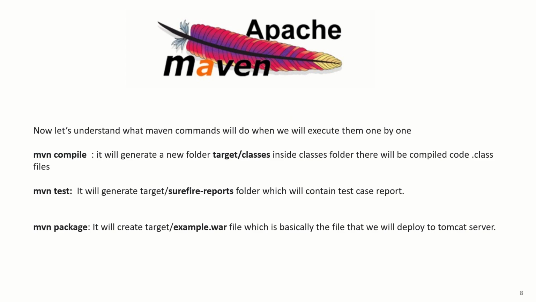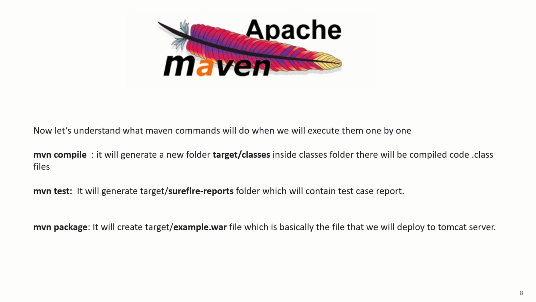Now let's understand what the Maven commands will do when we execute them one by one. We'll basically use three commands: mvn compile, mvn test, mvn package. All three commands can be executed with the help of a single command, Maven mvn clean install. But I have separated out these three commands so that I can show you how this build process is getting done, and how that single command invokes these three commands in the backend to make things available in order to make the build successful.